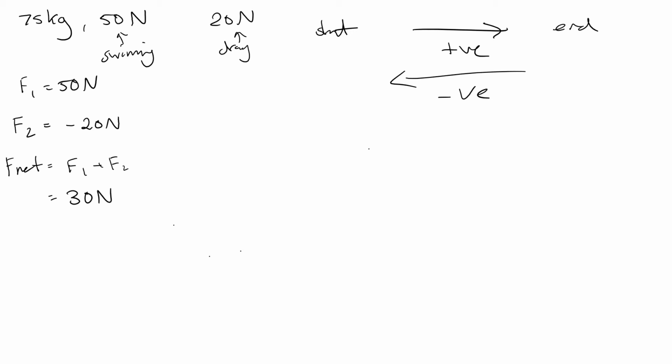Okay, now we use Newton's second law. F net equals m times a. So a is equal to F net over mass. So acceleration is equal to 30 newtons over 75, which is equal to 0.4 meters per second squared.